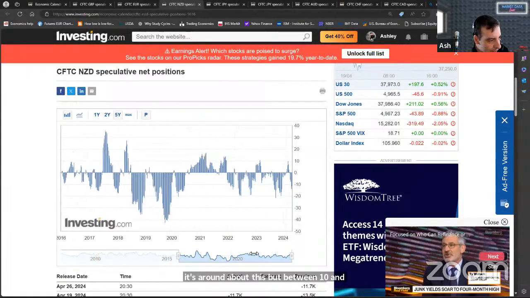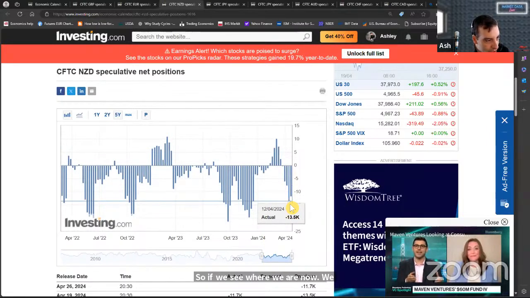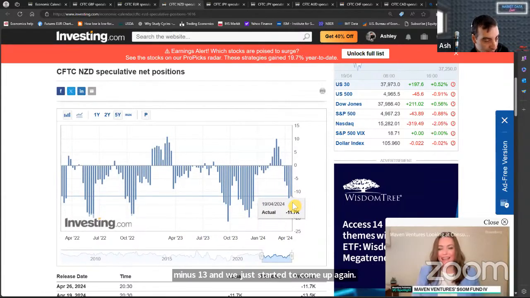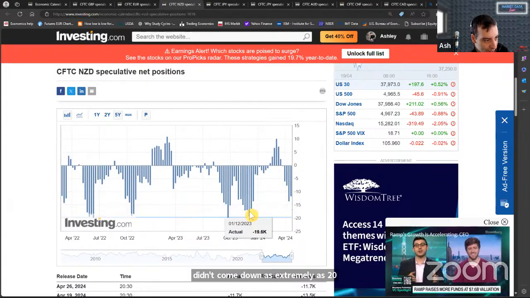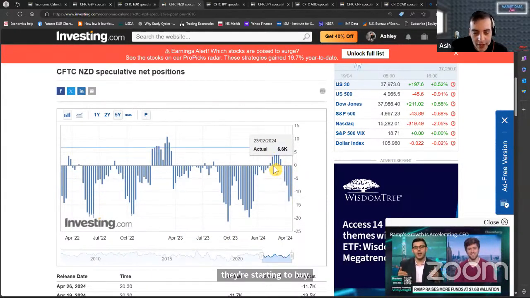So if we see where we are now, we got to as low as -13, and we've just started to come up again. So this actually, I would see as more of a bullish signal, because it may well have troughed down here. It didn't come down as extremely as 20k, but it's between the 10 and 20, and it's just started to pick up again. And you can see what happens here. Look, this is where they're starting to buy. So we're really trying to look at these areas where it's got some room to travel. So that's a bit more bullish.